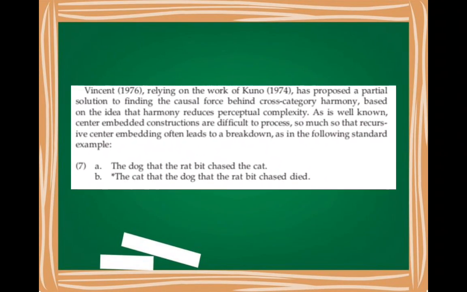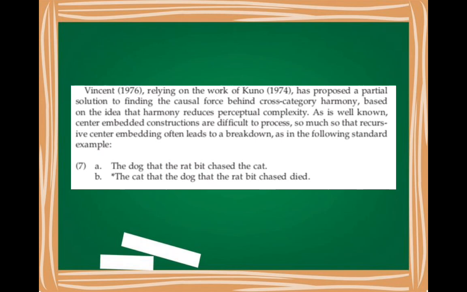Vincent 1976, relying on the work of Kuhn 1974, has proposed a partial solution to finding the causal force behind cross-category harmony, based on the idea that harmony reduces perceptual complexity. As is well known, center-embedded constructions are difficult to process, so much so that recursive center embedding often leads to a breakdown, as in the following standard example.